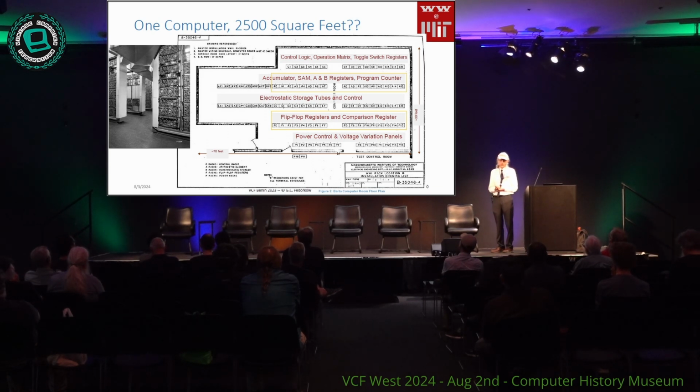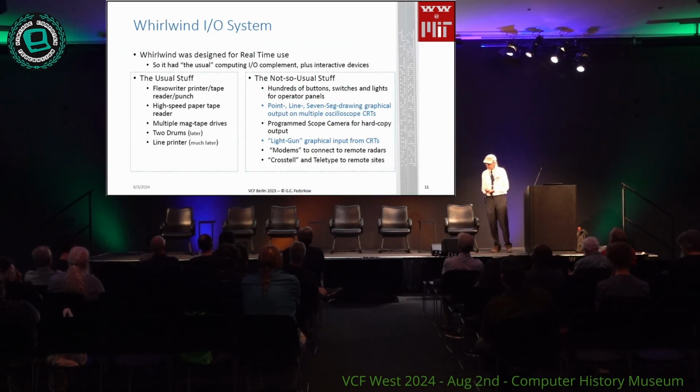It was physically kind of large, right? Vacuum tubes, 2,500 square feet, about 100 kilowatts of power. And this was just the part on the second floor. The basement was full of power supplies. Whirlwind had a lot of I/O stuff attached to it because of their real-time focus. They kept on bolting more stuff onto it.